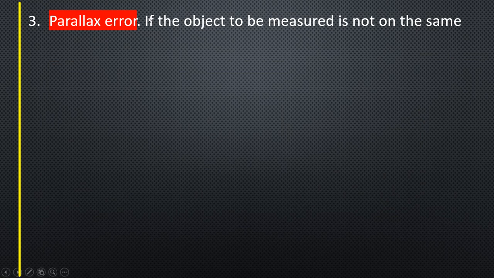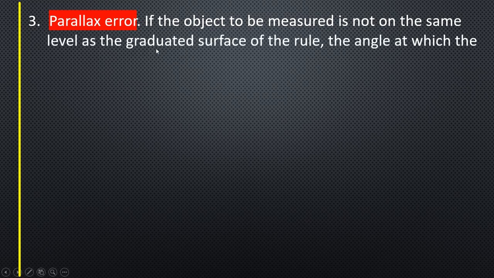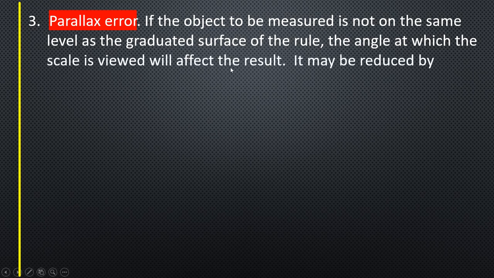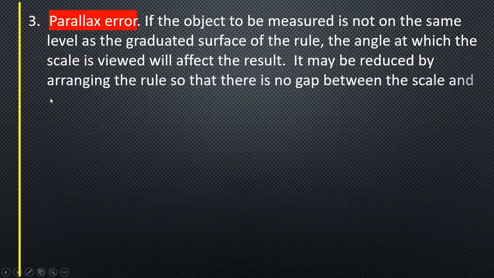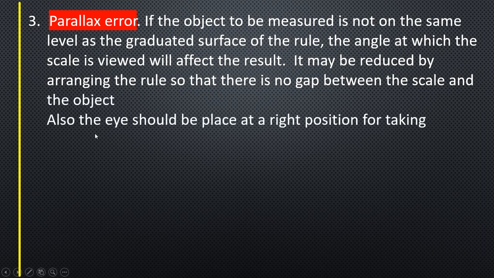Parallax error. If the object to be measured is not on the same level as the mark or graduated surface of the rule, the angle at which the scale is viewed will affect the result. It may be reduced by arranging the meter rule so that there is no gap between the scale and the object.